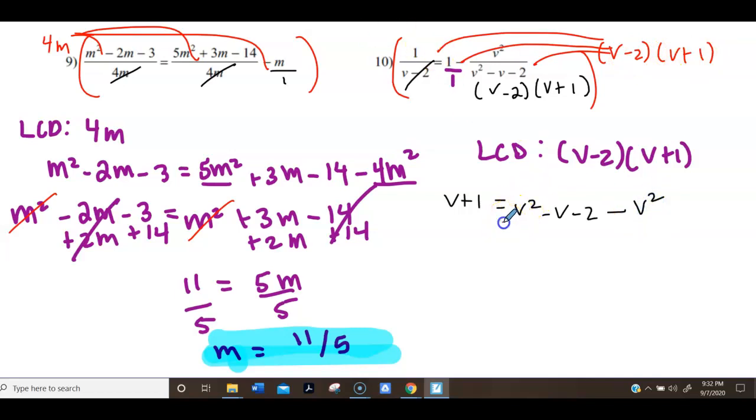You can see that V squared and negative V squared will cancel. V and negative V. This is going to give me 2V when I add V over here. So 2V equals, subtract the 1, and you get negative 3. Divide by 2, and your answer is V equals negative 3.